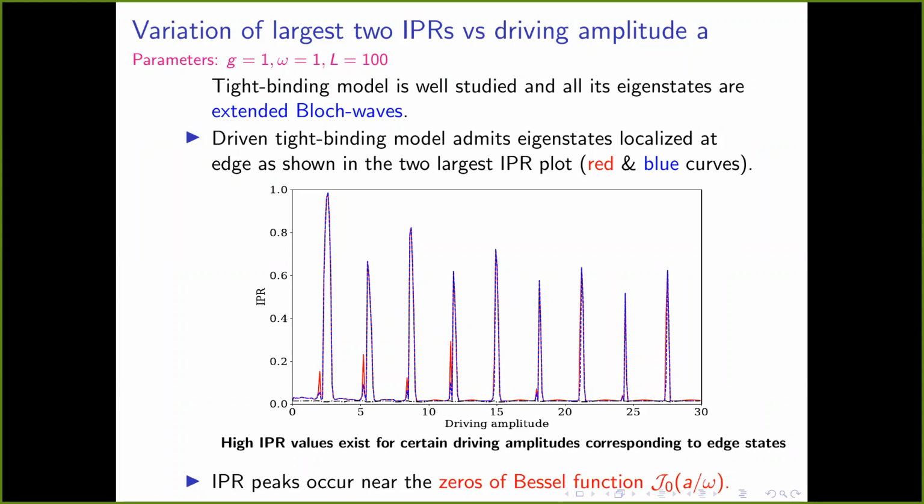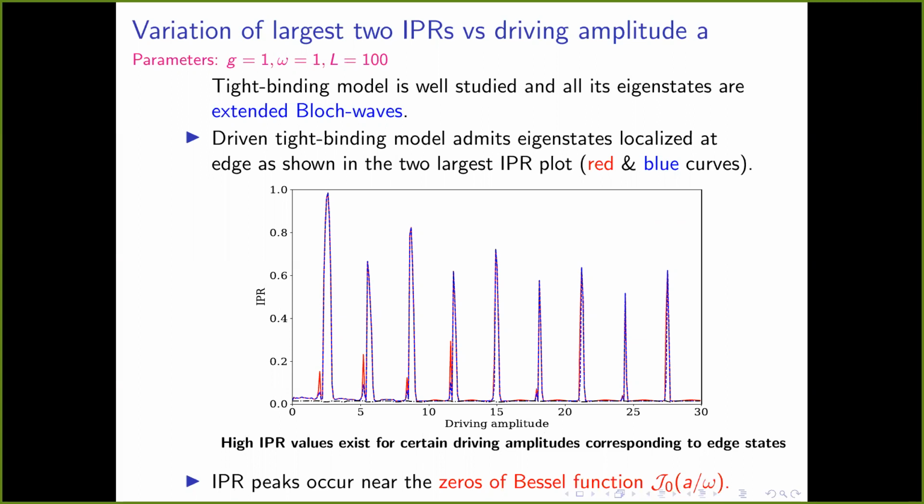And what I see is, although the static tight binding model has only states which are plane waves or Bloch waves, this driven tight binding model admits eigenstates which are localized at some region. So for these regions of values of A, like here I'm pointing out, there are high IPR states in the system. And interestingly, what we see is the IPR peaks occur when the A by omega value is close to a zero of the Bessel function.